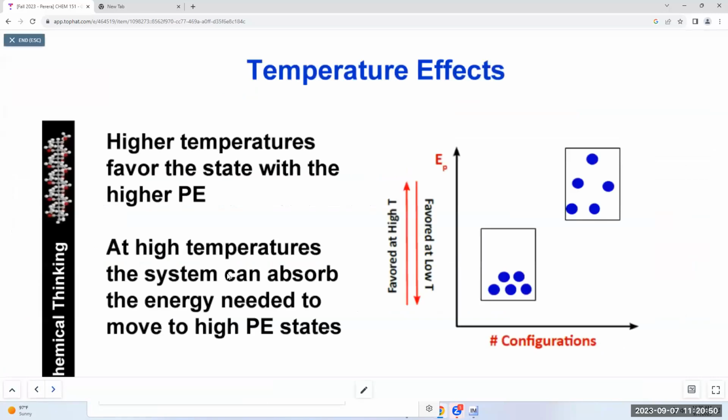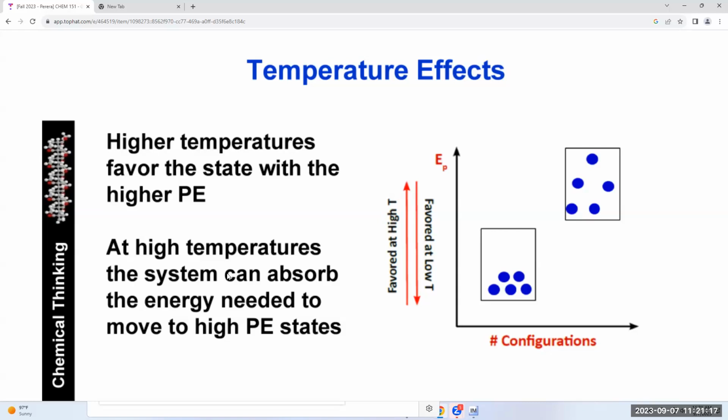Just to summarize at this point, when it comes to the potential energy axis of the PEC diagram, that is governed by temperature. So higher temperatures favor the state with higher potential energies, and lower temperatures favor the state with lower potential energies. And that is what is mentioned in this slide as well. All right. Do we have any questions, concerns, comments?